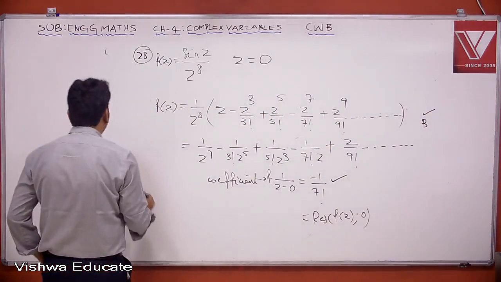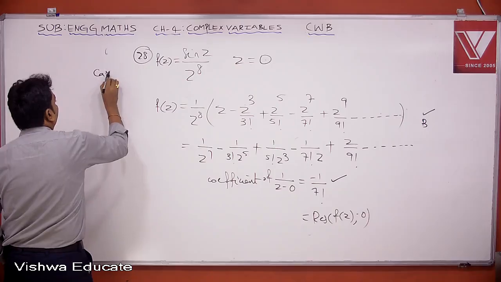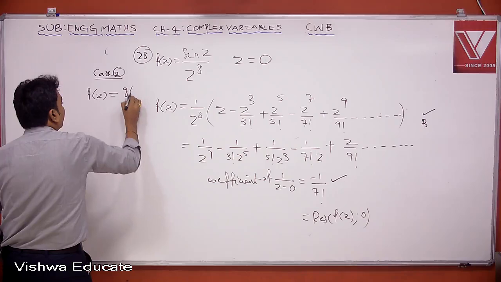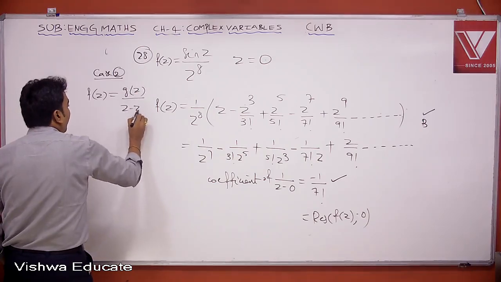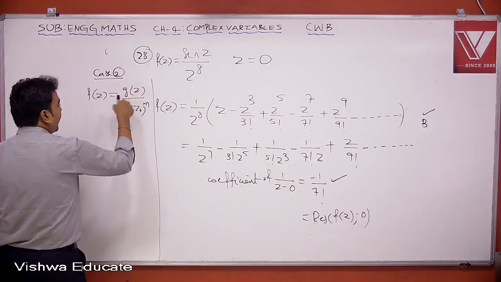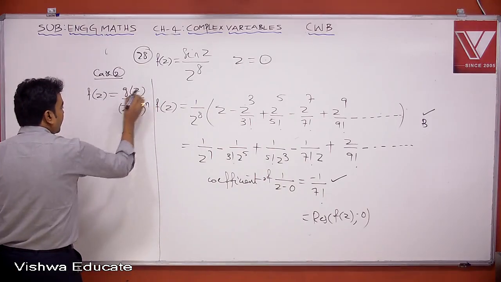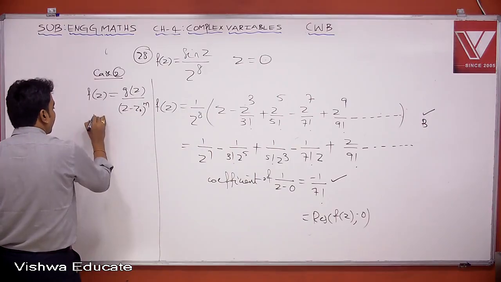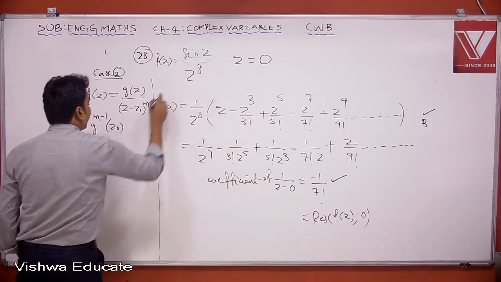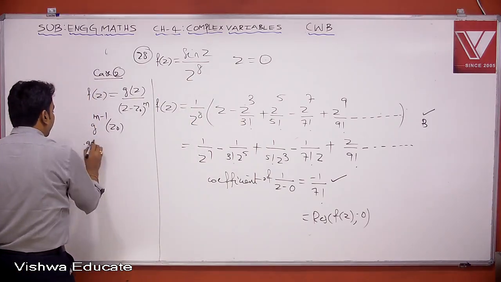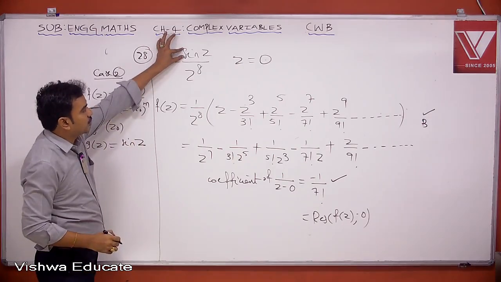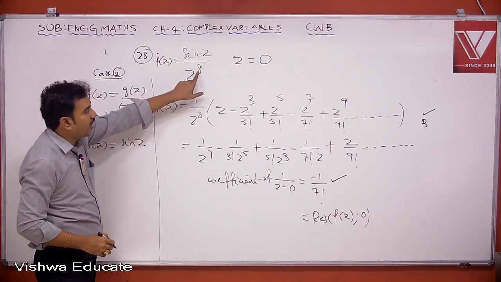Or you can do it by case 2. Here f of z is in the form g of z by z minus z naught whole power m. Therefore, to find the residue, but here m is there, so differentiate this with respect to z, m minus 1 times. So g power m minus 1 of z naught. But here the power is 8. So here what is g of z? g of z is sin z. We need to differentiate sin z with respect to z 7 times because the m value is 8.